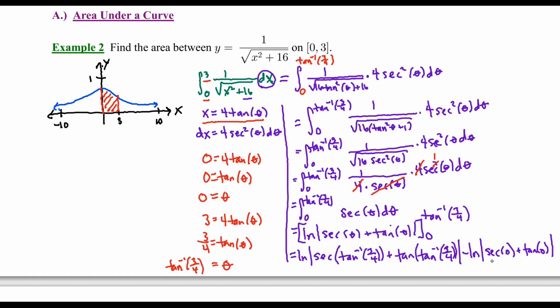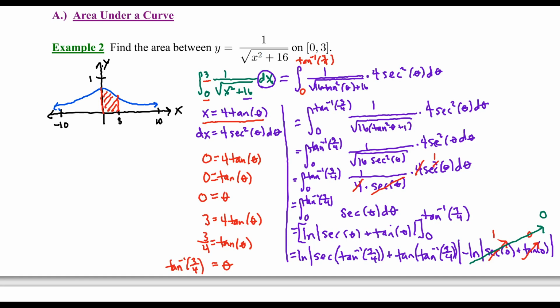Secant of 0, think 1 over cosine of 0, that's equal to 1, and tangent of 0, of course, is 0. So here we need to evaluate negative natural log of 1. Well, natural log of 1 is 0, so our entire lower limit zeroes out. Now that that's out of the way, we can focus on the upper limit.